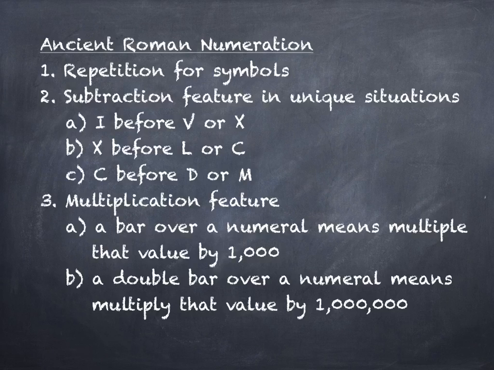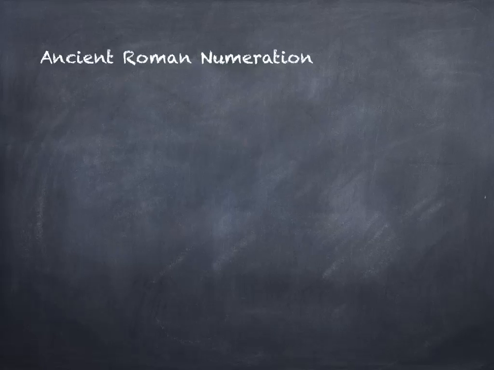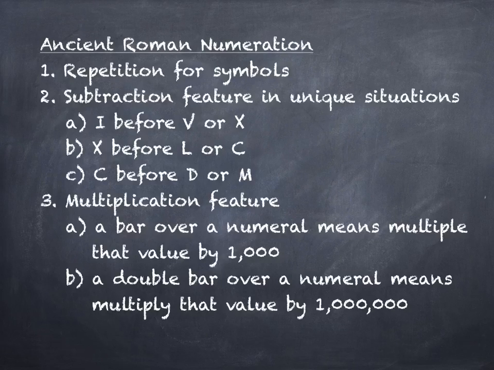So you see this subtraction feature, and it only occurs in these situations. If you have an I going before a V, or an I going before an X. If I did IV, we already said that's 4. What if I do IX? That's 9, because the X is worth 10. We put the 1 in front of it, we subtract it off. This is the number 9.